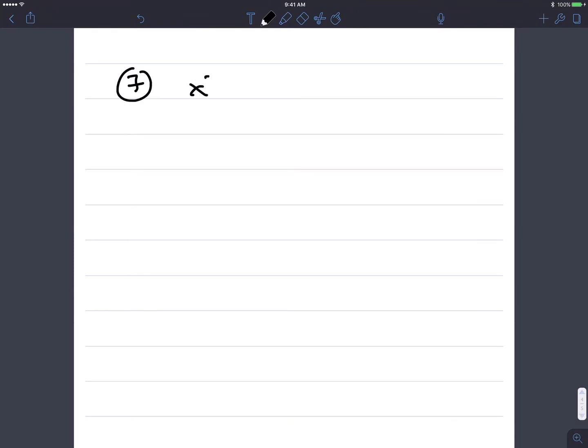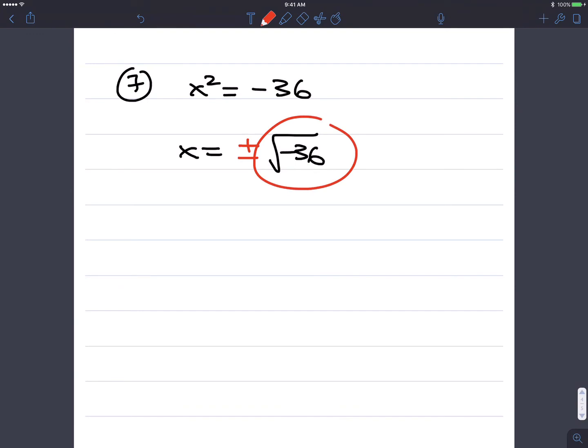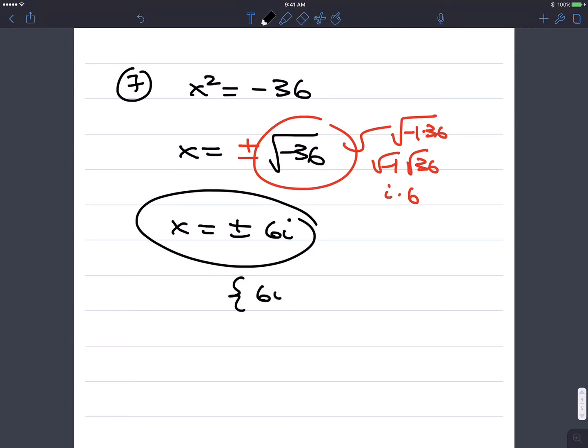Number 7. X squared is negative 36. X will be plus or minus square root of negative 36. Let's emphasize the two answers, plus or minus, and then the square root of negative 36 becomes square root of negative 1 times 36. You guys did your homework on this, because I'm eventually going to not go through the detail. X will be plus or minus 6i. Solution set, 6i, minus 6i.